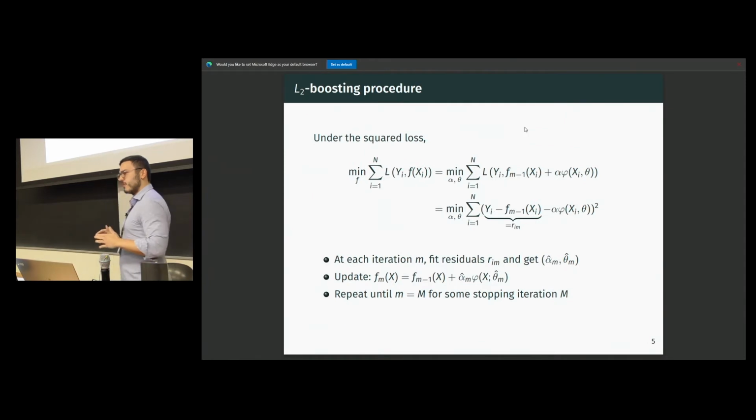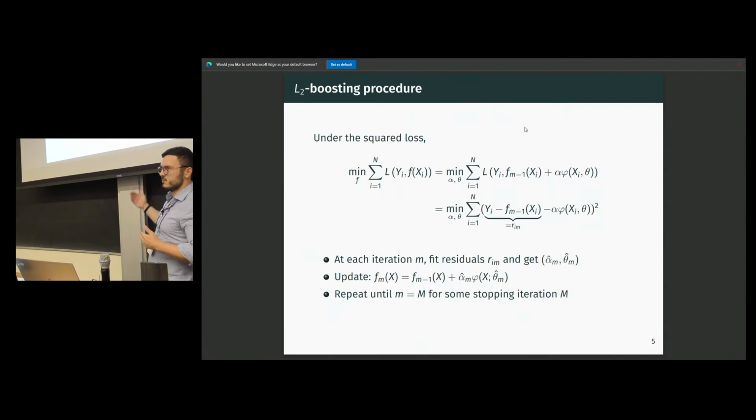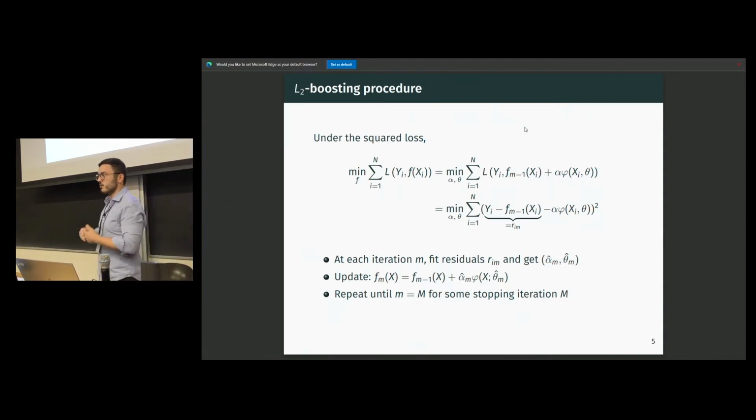So under the squared loss, this problem of learning a single basis function becomes pretty simple. As we can see in the slide, everything boils down to fitting the weak learner to the residuals from the previous step estimation. At each iteration, we fit the residuals and get the parameters alpha hat and theta hat. Then we update our current estimate, f_{m-1}, by adding the basis function along with the weight on it. And then we repeat this procedure capital M times, where capital M is basically the tuning parameter.